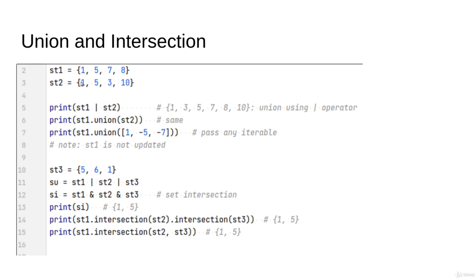For example, the 1 is common, we will have 1 and 5 and 7 and 8, and we'll have 3 and 10. Now to implement the union, to code it, there are two ways. The first way here is to use the union function. st1.union(st2) is going to return for you a set of items. Observe that the set itself will not be updated. It will return for you a new set.